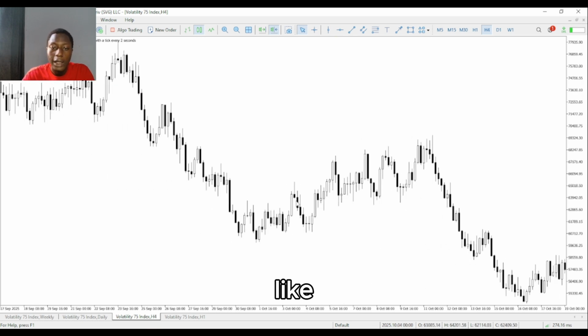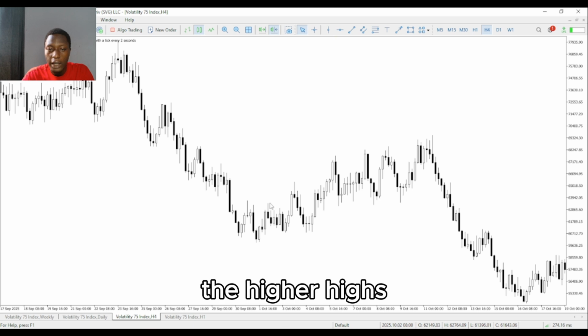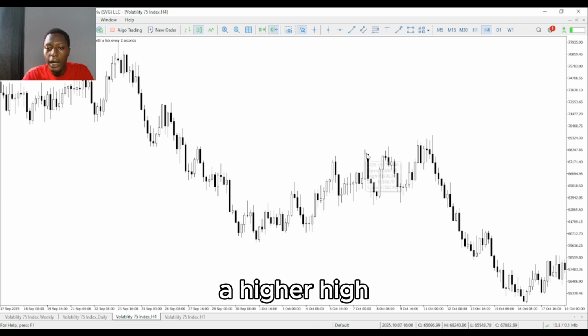Like this movement to the upside, this is an uptrend. How do you know this is an uptrend? It is by the higher highs and the higher lows. When the market moves up, it creates a high. When it comes down, it creates a low. So this is a higher high and this is a higher low. This is a higher high and this is a higher low. That is why we know the trend is trending up. But at a point when the market gets to here, it stops creating the highs.